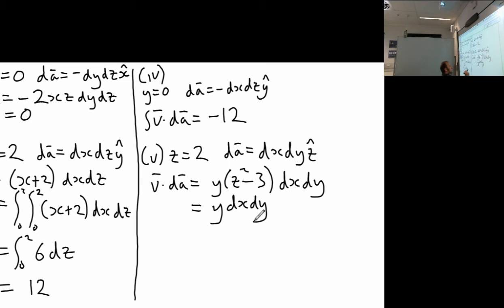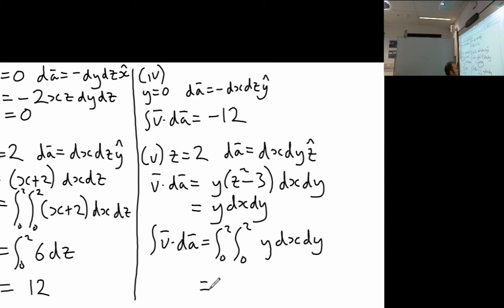So now we come to it again. What we must do is integrate v dot dA from 0 to 2, from 0 to 2 for y dx dy. So we do x first. We're going to get xy, so between 0 and 2, we have 2y dy, which is going to be equal to, you get y squared over 2, so we're left with 4.